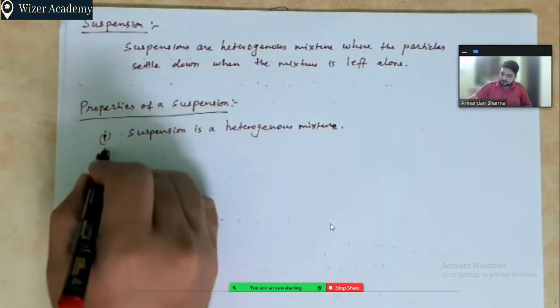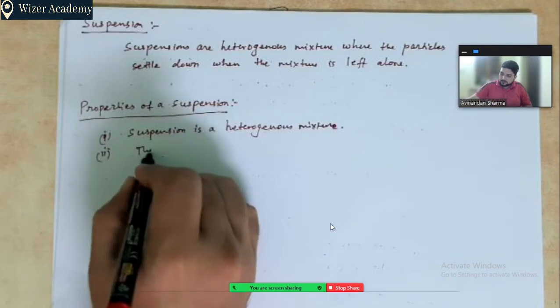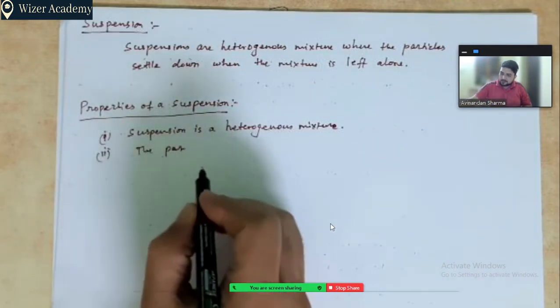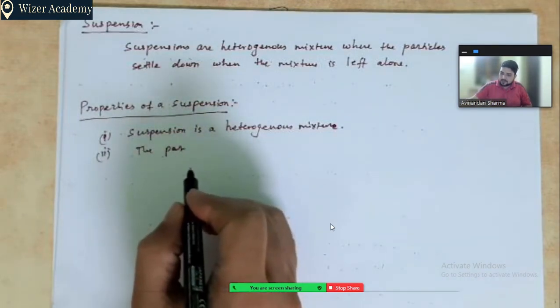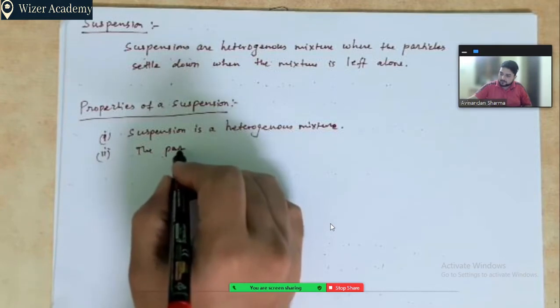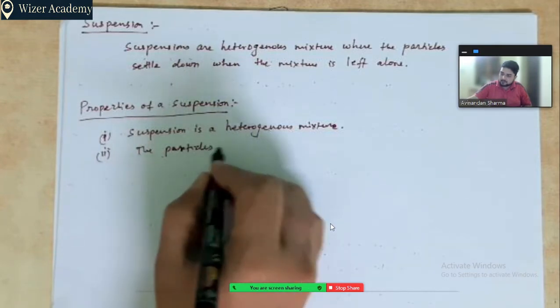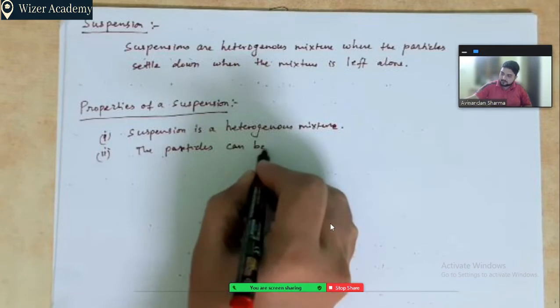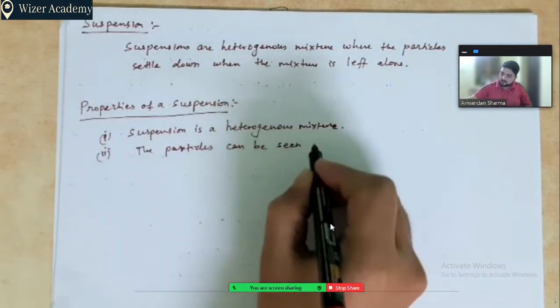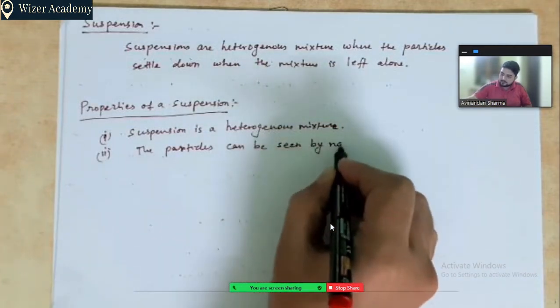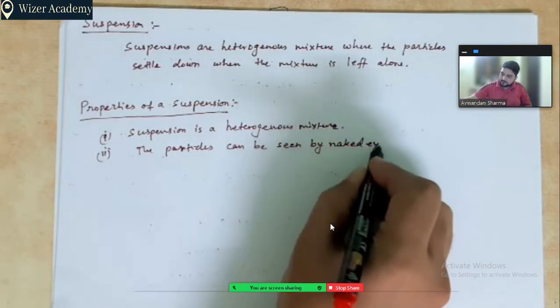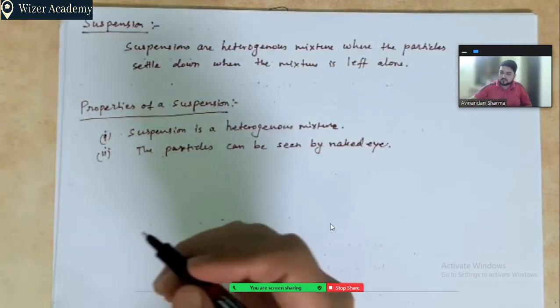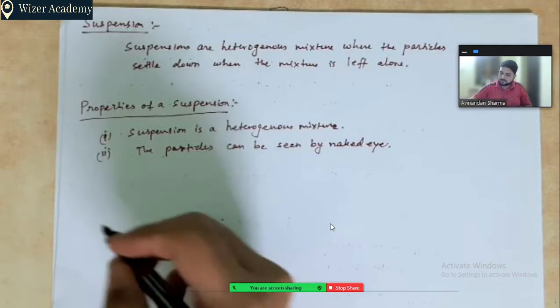Second property, the particles of a suspension can be seen by the naked eye. The particles can be seen by naked eye, which means the particle size is larger.